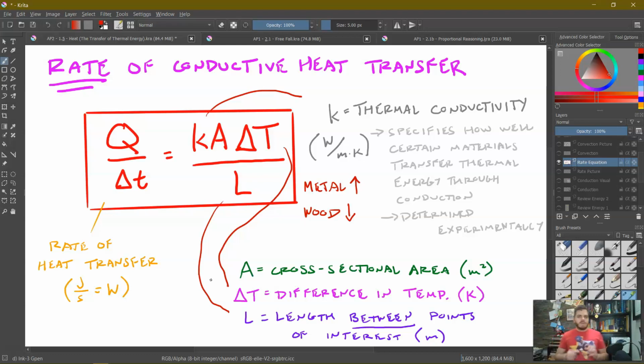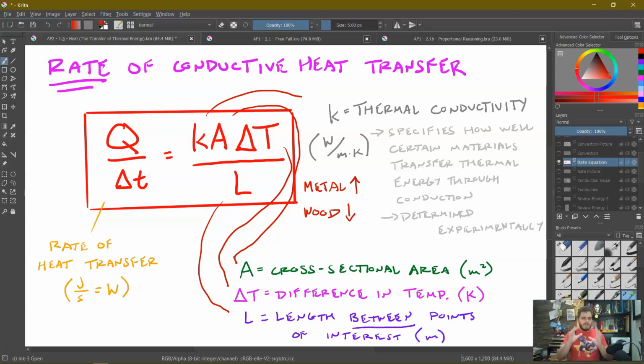The last one is where I see people make the most mistakes, which is with cross-sectional area. Basically, how thick is the object that heat is going through. If it is thicker, heat actually flows more easily, and that may trip you up. You might think, well, wait a second, how does that make any sense? Because don't you have to have way more heat to go between?